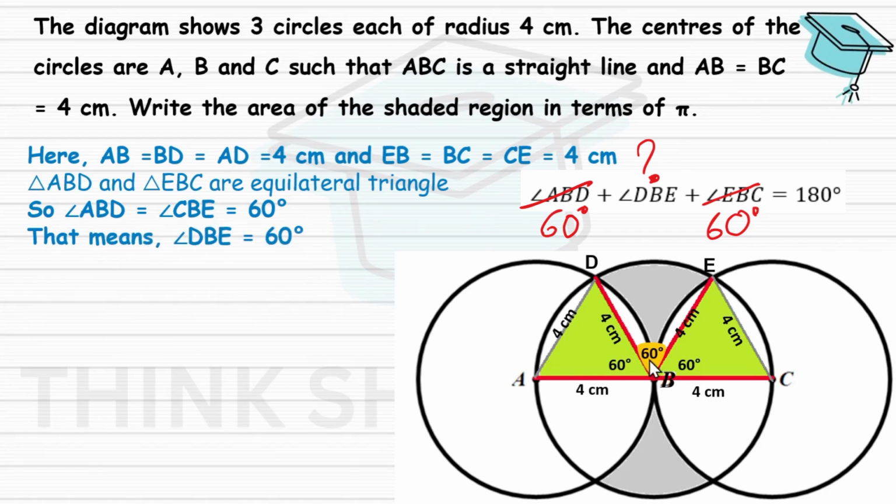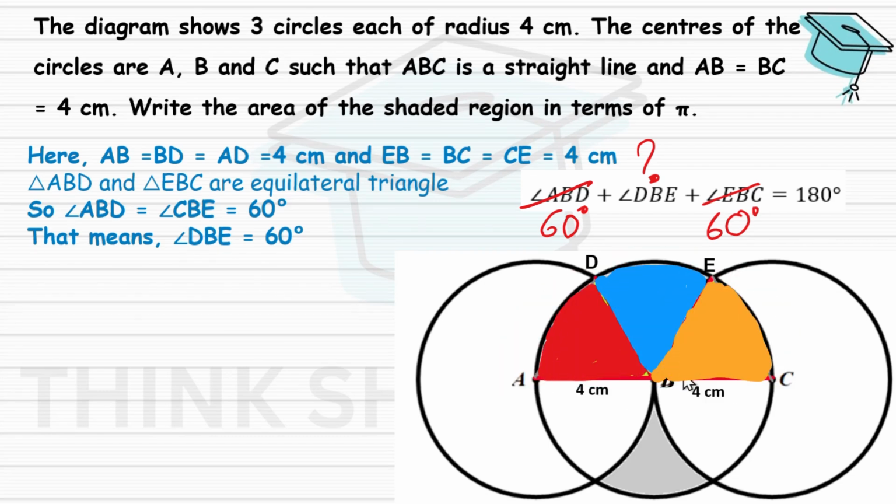Now observe carefully. This semicircular region is getting divided into three equal sectors, each subtending an angle of 60 degrees. That means this entire semicircle has been divided into three equal parts. So if I want to find the area of any sector, I'll just have to divide the area of the semicircle by 3. So the area of sector DBE becomes 1/3 of the area of the semicircle.